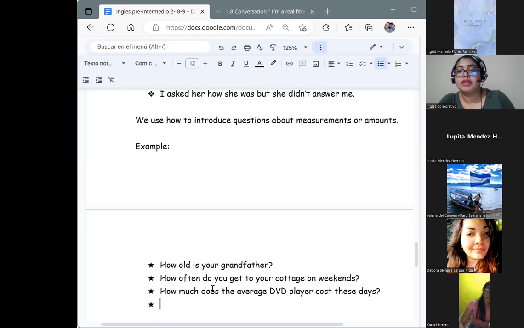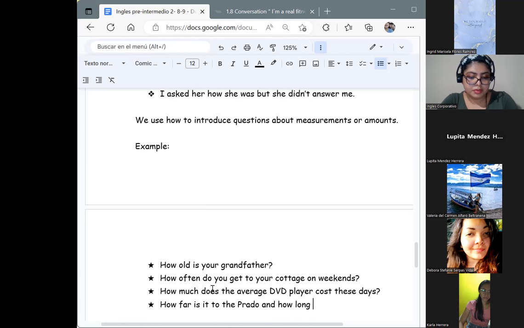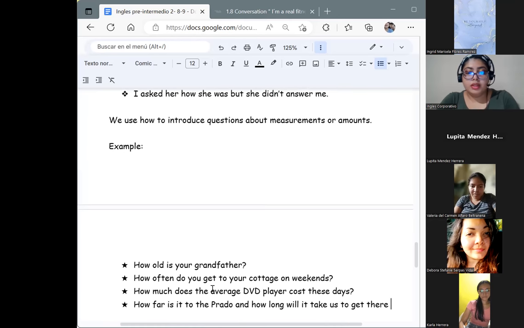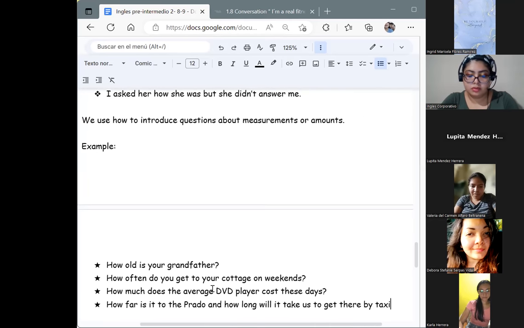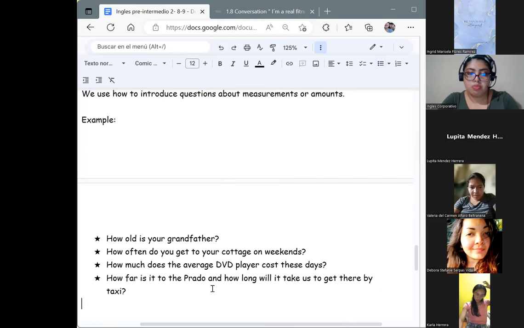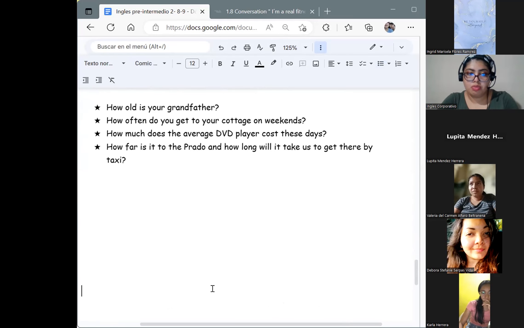And then, how far? Estamos hablando de la distancia de un lugar a otro. How far is it to the Prado? And how long will it take to get there by taxi? So in this case, it's related to the distance from one place to another. How far is it to the Prado and how long will it take us to get there by taxi?